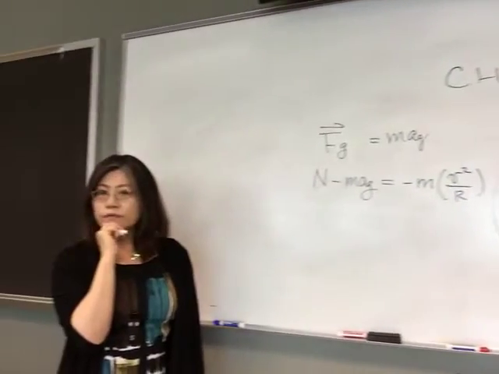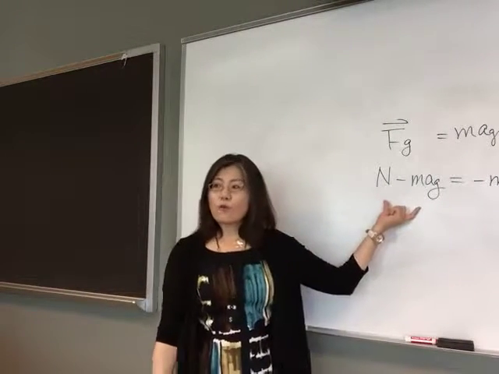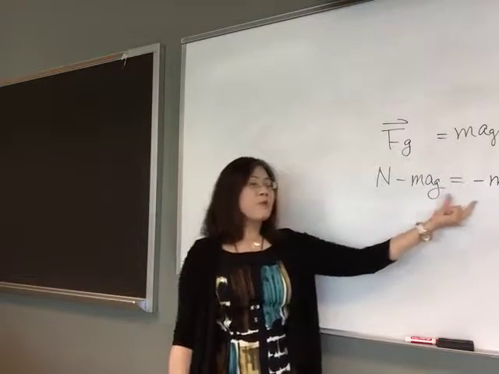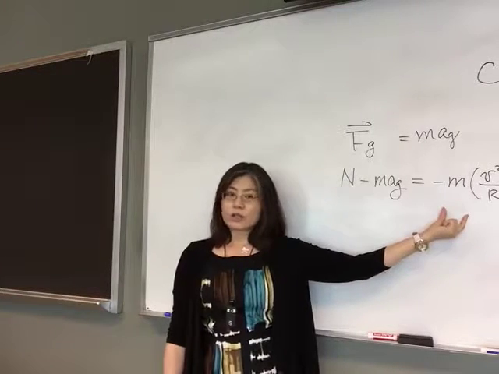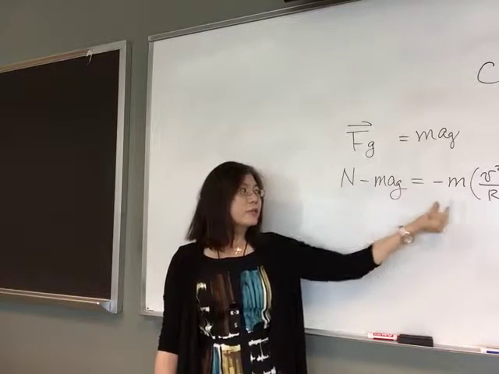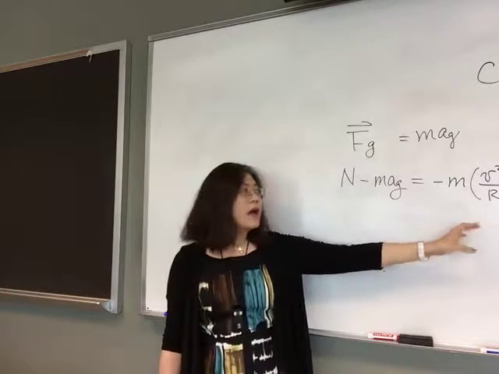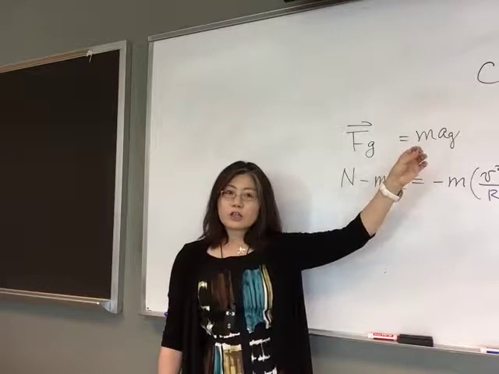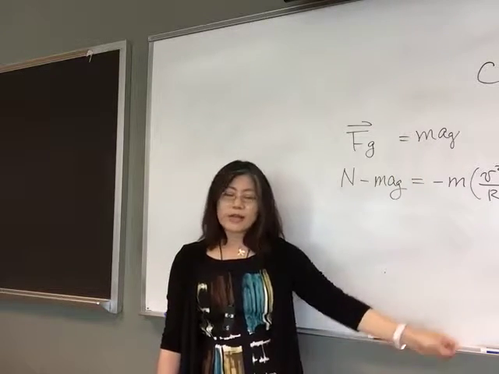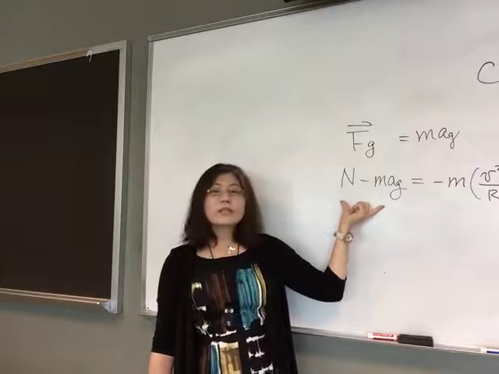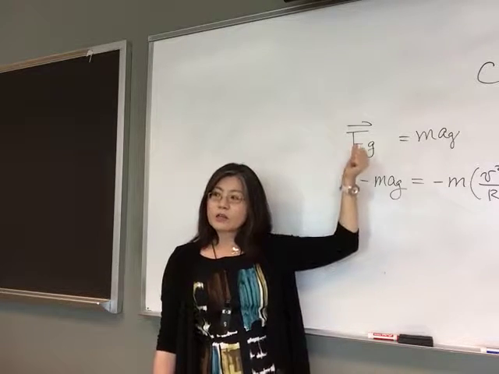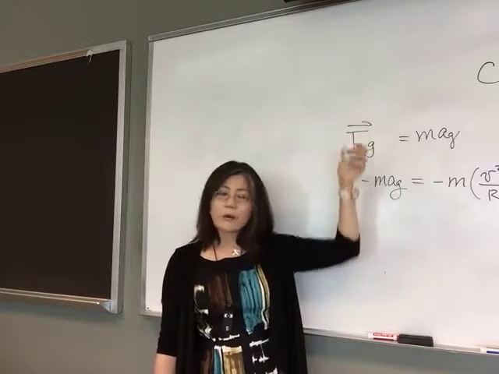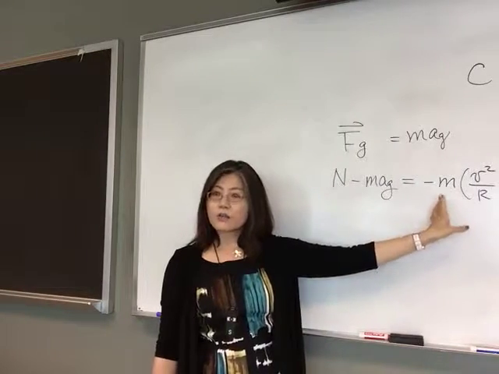Any questions so far? So this is the net force acting on the particle that gives rise to the centripetal acceleration. You have net force equal to ma by Newton's second law, and because the centripetal acceleration is toward the center, and this is defined as positive because your N is upward, they differ by a negative sign, so you have that.